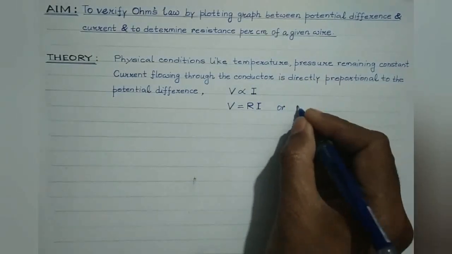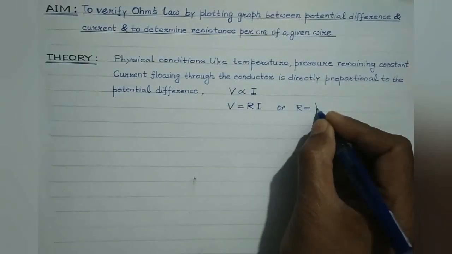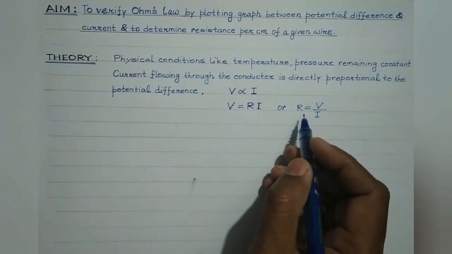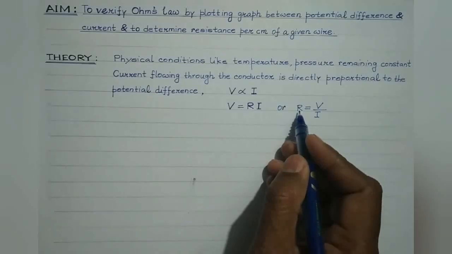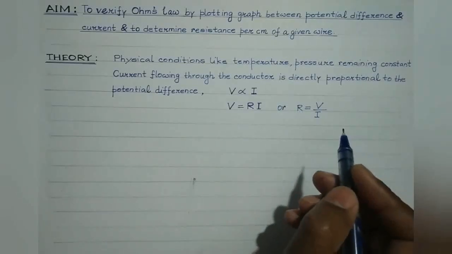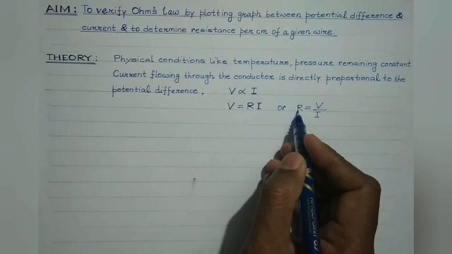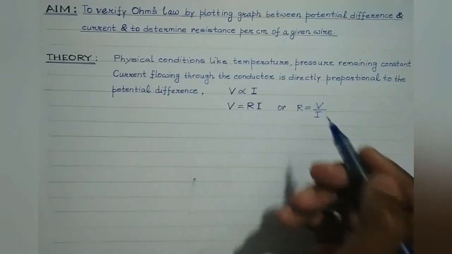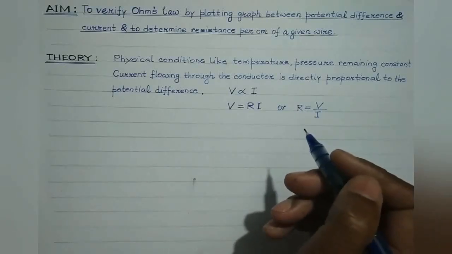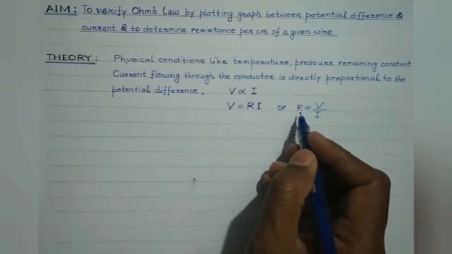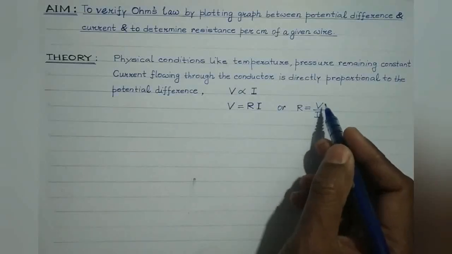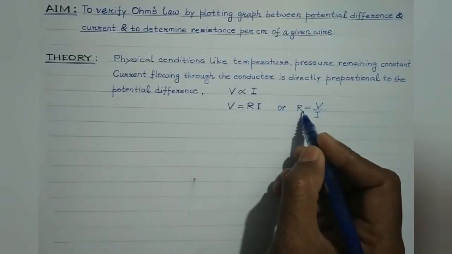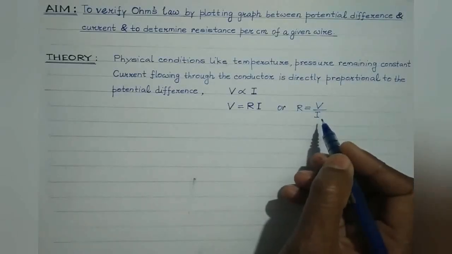That is, resistance is V by I, right? And here students, as I've told you, this constant of proportionality R is known as the electrical resistance. The value of this resistance depends on the nature of material of the conductor, its dimensions and the physical conditions, obviously. And it is, however, independent of the value of V and I, right? I repeat, it is independent of the value of V and I. That is what we are going to prove.